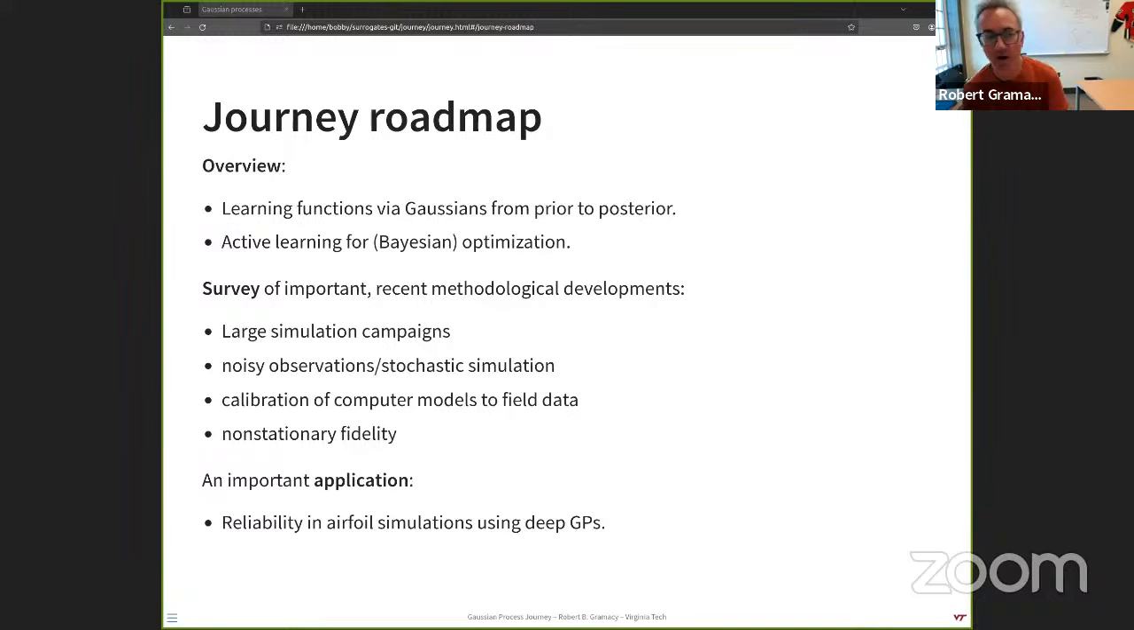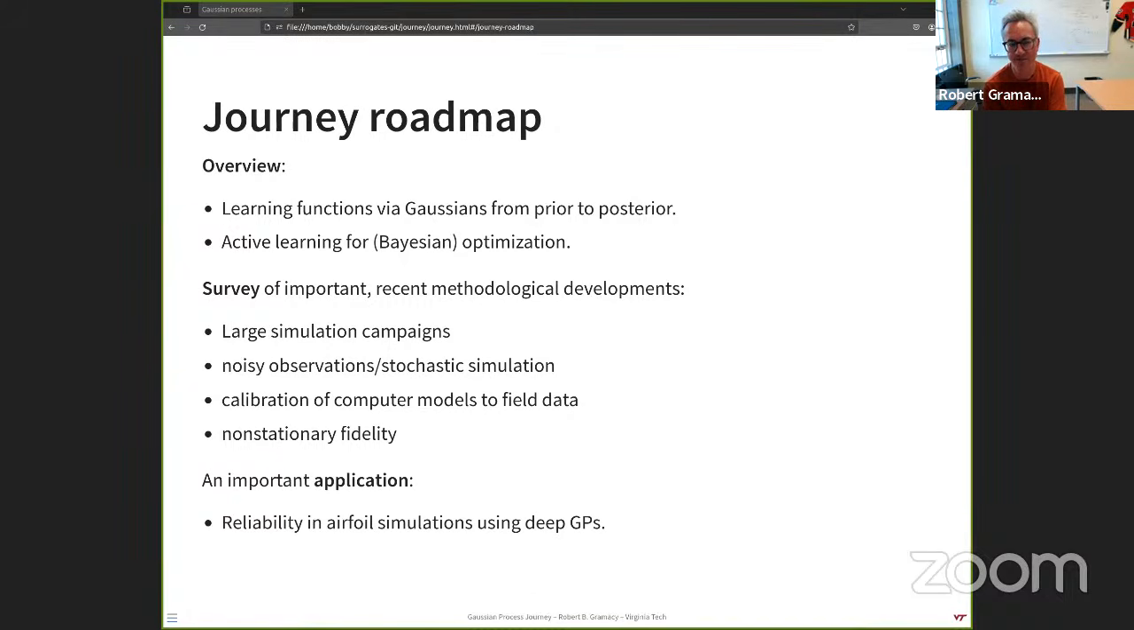Here's the overview of my talk. I'm going to back off from that and tell you what Gaussian processes are by describing the prior distribution and the posterior distribution that's involved. And then I'm going to tell you about my favorite application of Gaussian processes, which is to Bayesian optimization. After that overview, I'm going to tell you about some things that I see on the fringe or the frontier of recent methodology in Gaussian processes: handling large simulation campaigns, noisy and heteroscedastic outputs, calibration of computer models to field data.